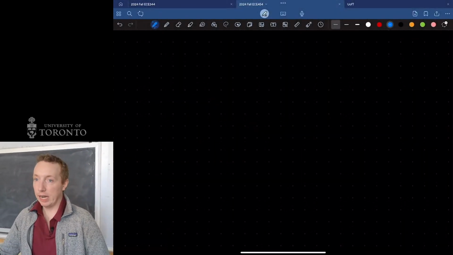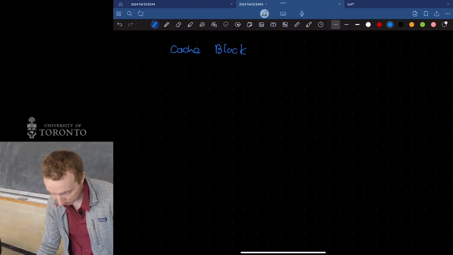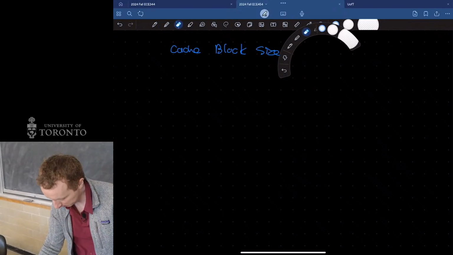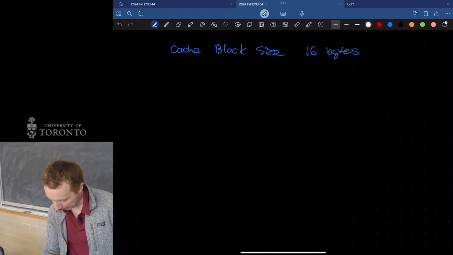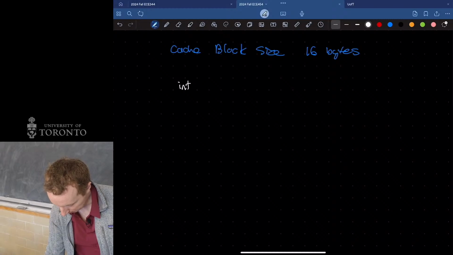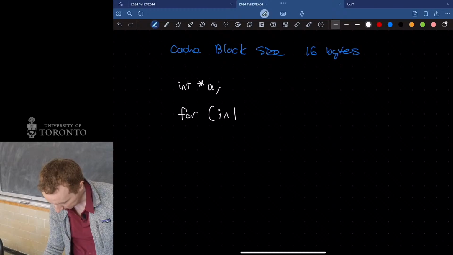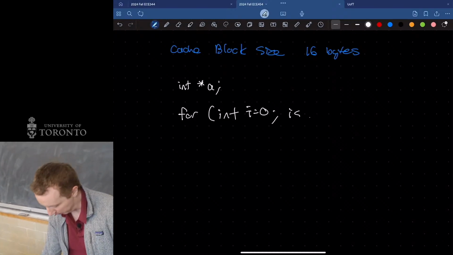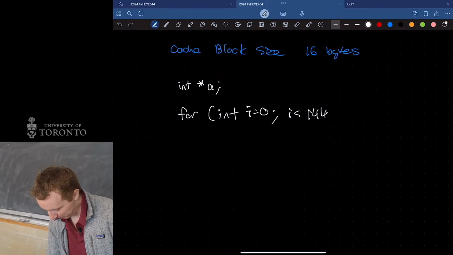And then some other question, we can just make it up. If I have some type of cache, and my block size is, I don't know, a weird block size, say 16 bytes, and then I have a big int array, and then I have a for loop, for int i equals 0 to i less than, I don't know, 144, who knows?